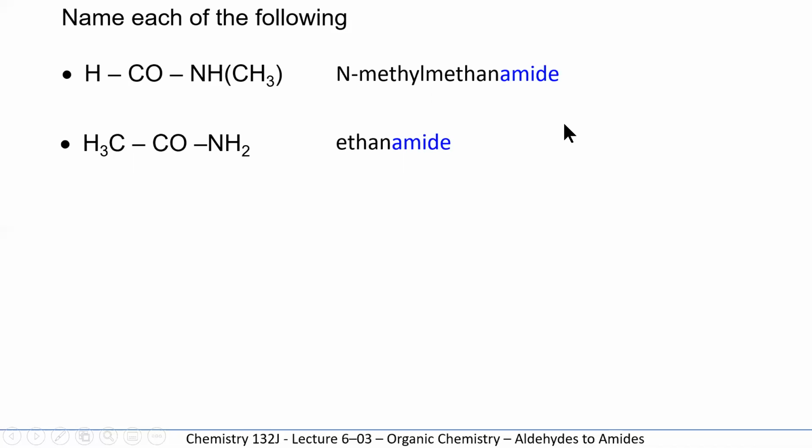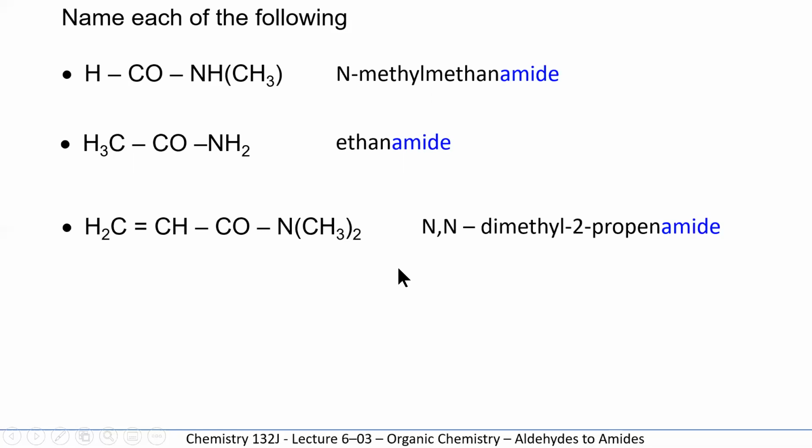be ethanamide. In this example here, we have methyl groups attached to nitrogen again. This is a C double bond O, and we're going to use N in the name. There's 2 methyl groups, so it's N,N-dimethyl. And on the second carbon of our propanamide chain, we're going to have a double bond, and that's where the 2-propen comes into play.